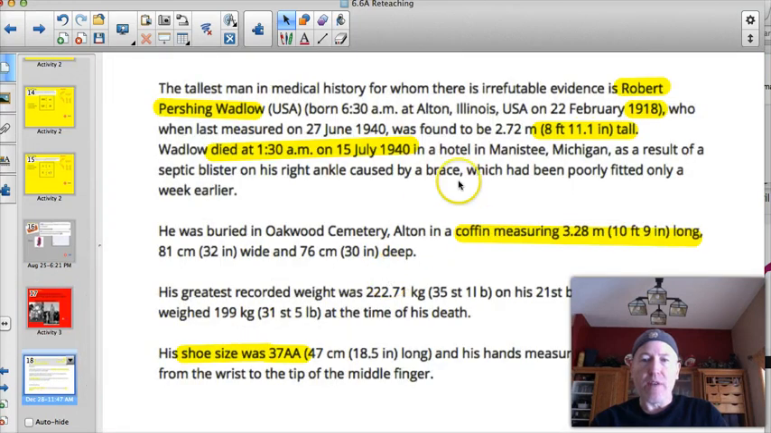Crazy. A couple interesting facts. He's born in February of 1918. He died at a relatively young age in 1940. 8 feet 11.1 inches tall. He was buried in a coffin that was 10 feet 9 inches long. That's crazy. His shoe size was 37 AA. Okay, I'm thinking those babies were special ordered. Can you imagine what a pair of Nike Roshis would be?